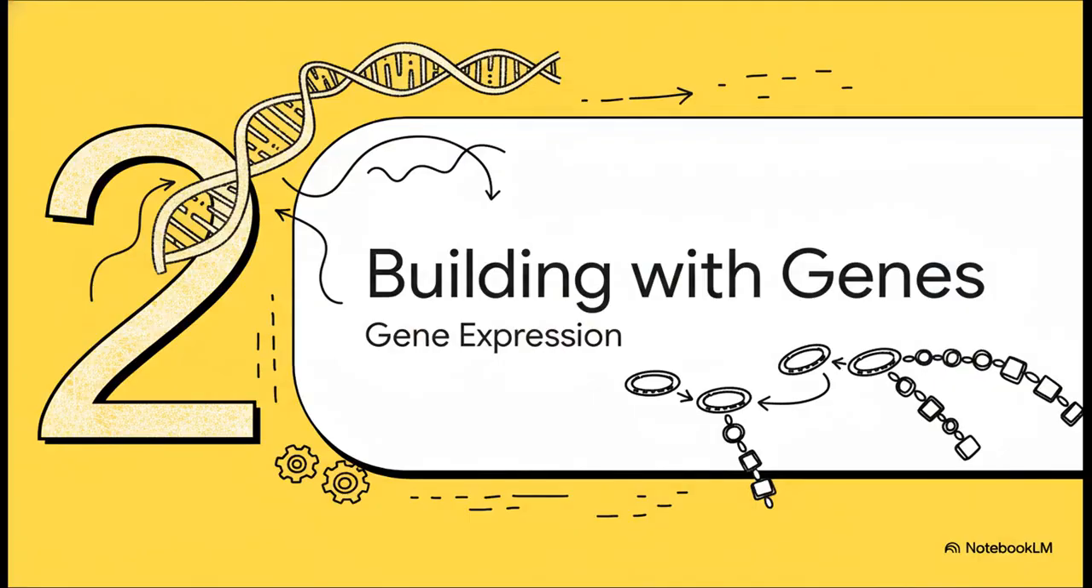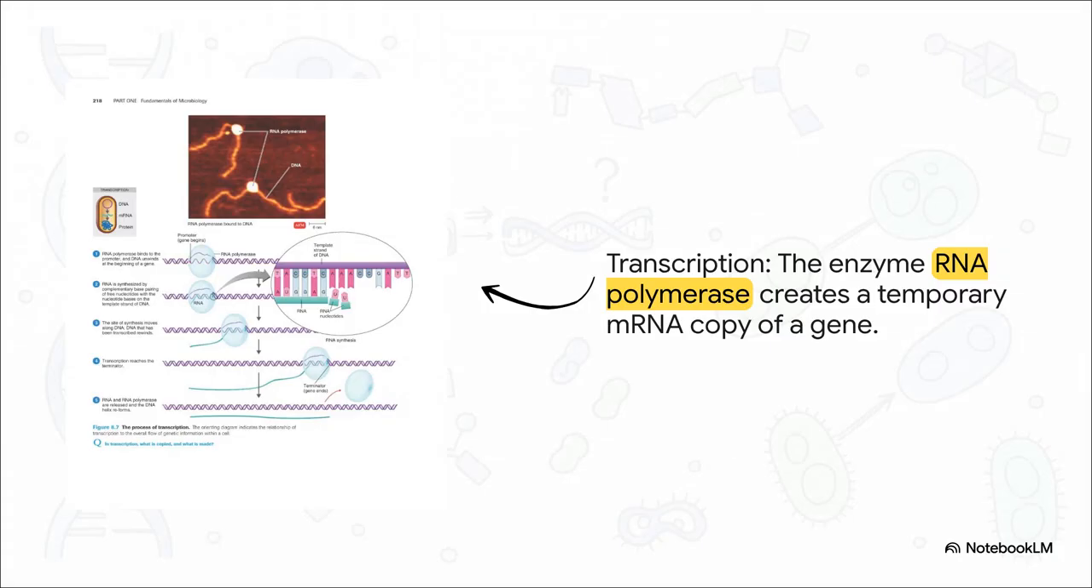So the cell has the blueprint. How does it actually read it and start building things? Well, this whole process of gene expression happens in two essential steps. It's all about turning information into action. Here's the first step. It's called transcription. Now, don't get lost in the details here. Just focus on the main idea.